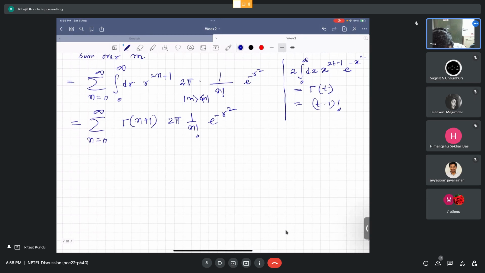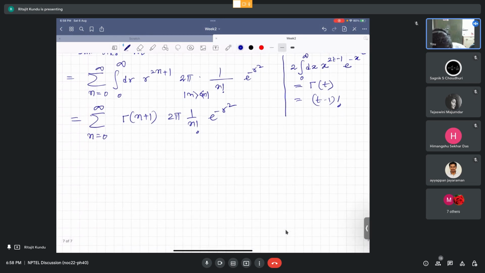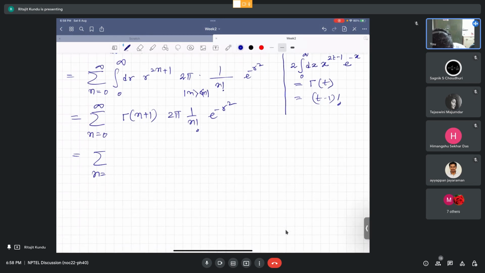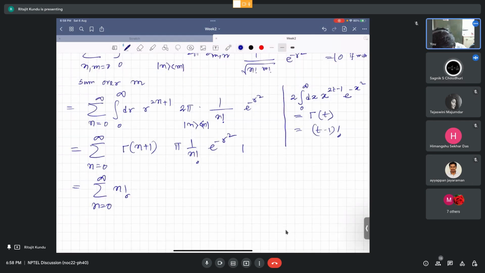So what is gamma n plus 1? Like I just mentioned, gamma n plus 1 is just n factorial. Sir, the outer product will be there, right? Yeah, sorry for being so clumsy. So the outer product, there is another 1 by n factorial, there is a pi, and there is no other e to the minus r square, there is only the outer product.